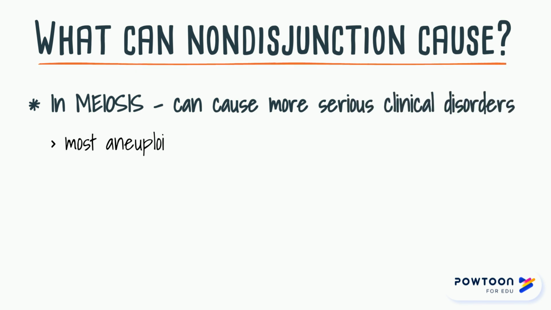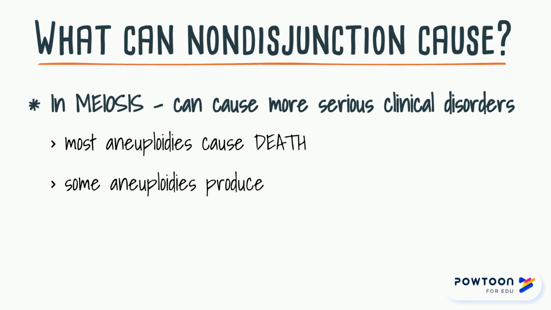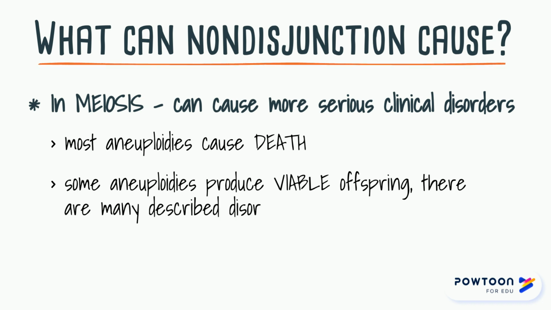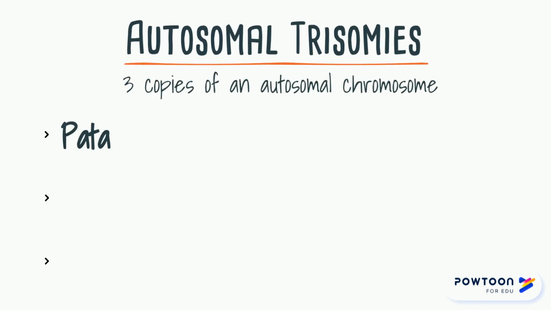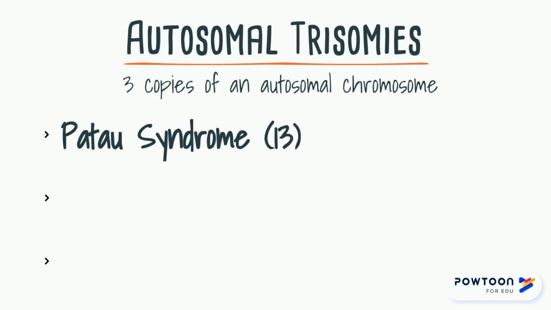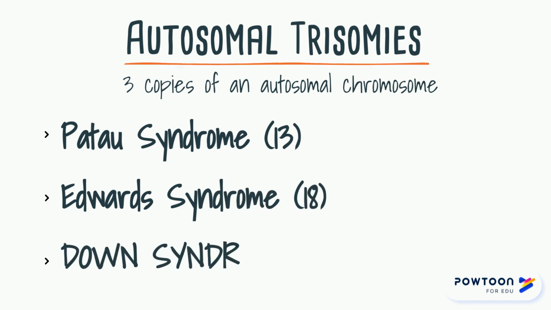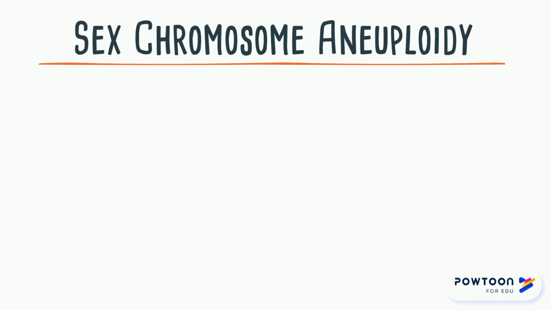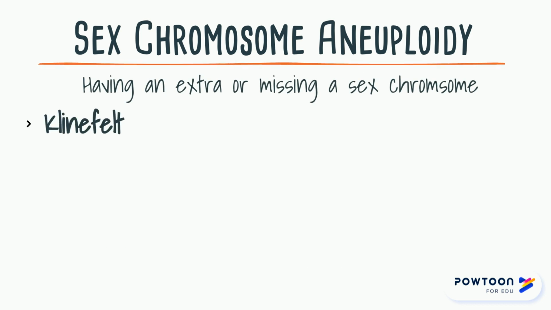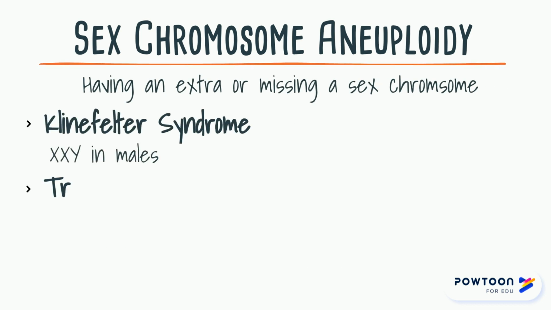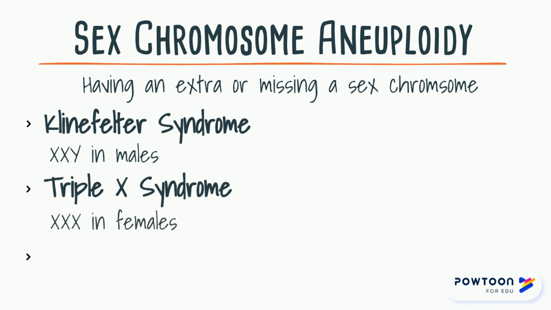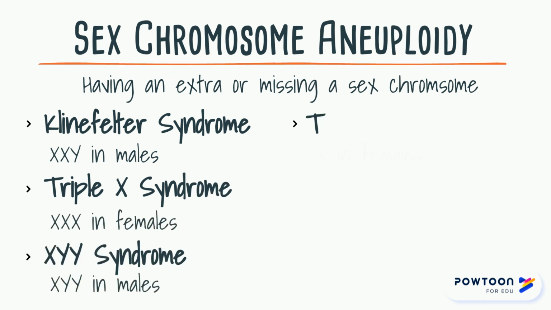Most aneuploidies, or difference in number of chromosomes, cause death, but in some aneuploidies, including Trisomy 21 or Down syndrome, there is the possibility to produce viable offspring. Some examples of autosomal trisomies include Patau syndrome, Edwards syndrome, and Down syndrome. Examples of sex chromosome aneuploidy include Klinefelter syndrome in males, XXX syndrome in females, XYY syndrome in males, and Turner syndrome in females.